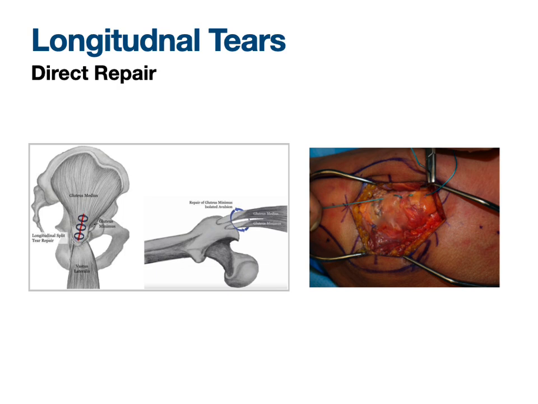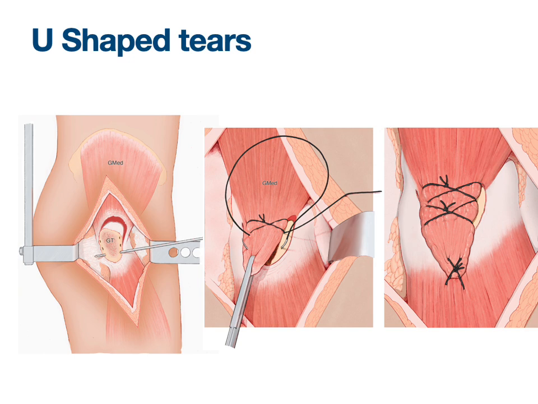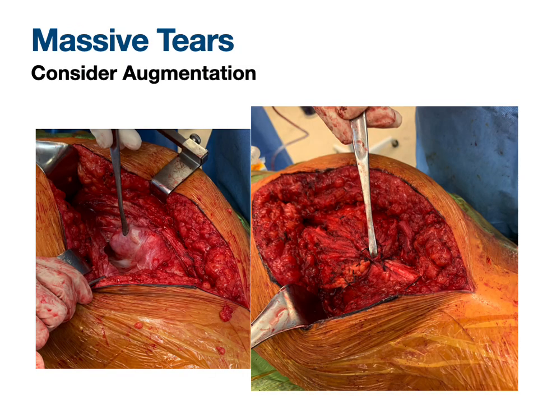The second commonest tear is a U-shaped tear in which there is almost a rim of the gluteus medius that gets detached, and in this we have to attach it to the bone by drilling a hole in the greater trochanter with a K-wire or a 2.5 drill, multiple holes, and then attaching the tendon in this fashion to the bone directly. Now, sometimes the tear could be massive, and in this case, we have to augment.